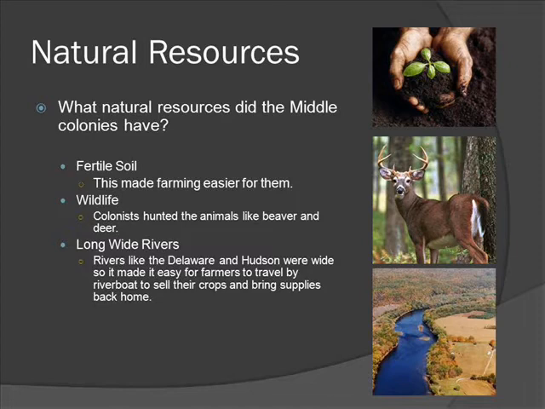They trapped and hunted animals like beaver and deer for things like fur, and they used the fur for trading. They also had long, wide rivers like the Delaware and the Hudson, and it made it wide enough so that the farmers could travel by riverboat to sell their crops and bring supplies home. Also, if the farmers were using these waterways, so were the fur traders.